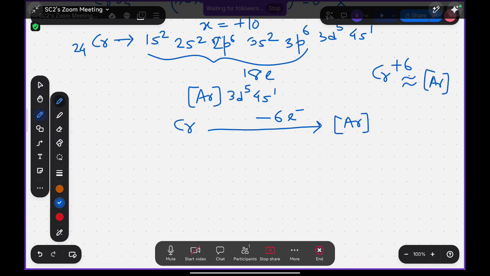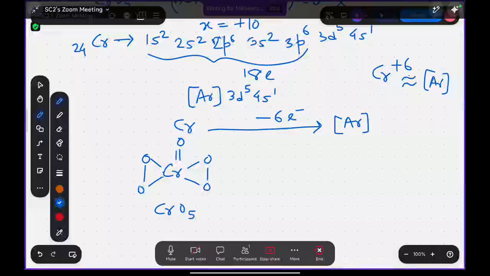So what is the configuration then? It comes to be something like this. Chromium, double bond oxygen, and we need to satisfy the chemical formula. This is the structure. See, I have given one chromium atom and there are 5 oxygen atoms. CrO5. All the oxygens are not oxide. There are 2 peroxo bonds. See, oxygen, oxygen, single bonds are there. You cannot consider all the oxygens to be oxide.